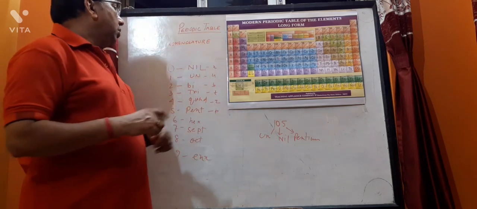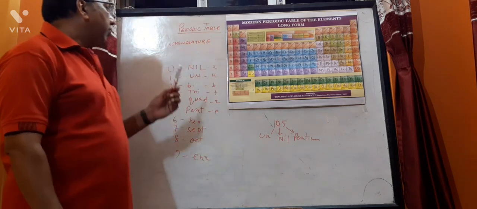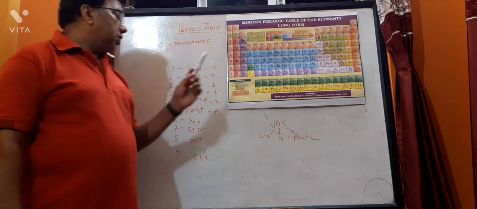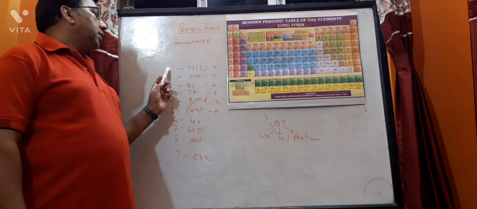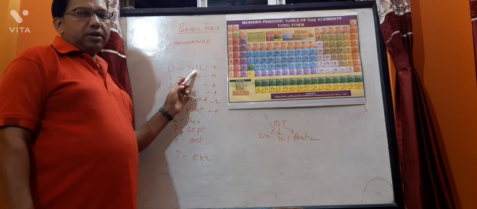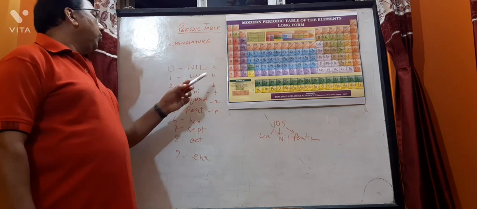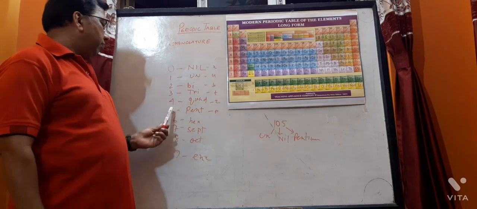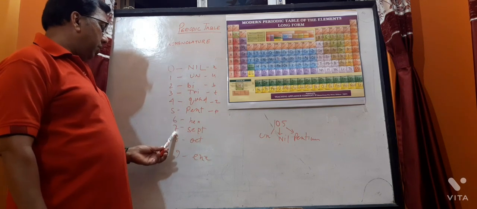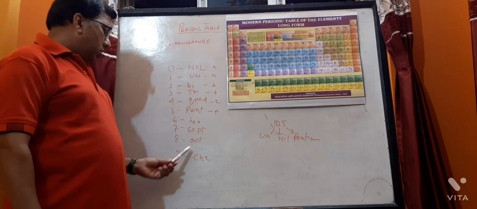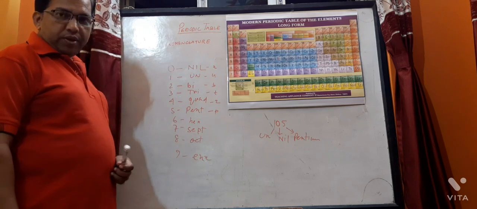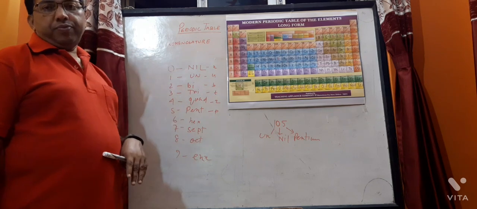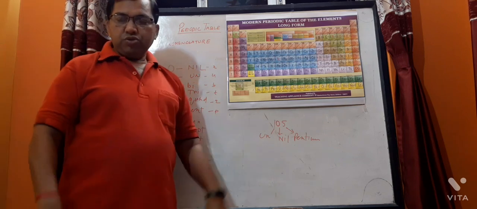Suppose you have to follow this table. 0 is nil, abbreviation n. 1 is un, u. 2 is bi. 3 is tri. 4 is quad. 5 is pent. 6 is hex. 7 is sept. 8 is oct. 9 is enn. In this way, you have to give the name. Then there will be no confusion.